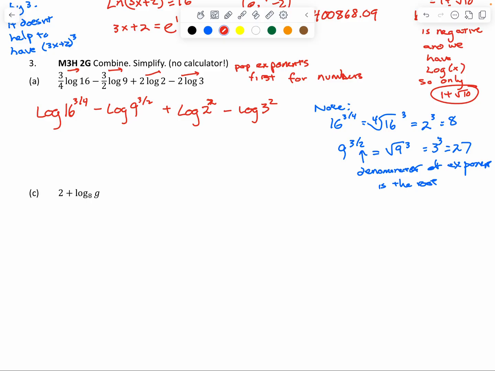So this is going to be log of 8, see the right side, minus log of 27 plus log of 4 minus log of 9. Okay, positive things go on top. One big honkin' log, don't make it log over log. That's change of base.